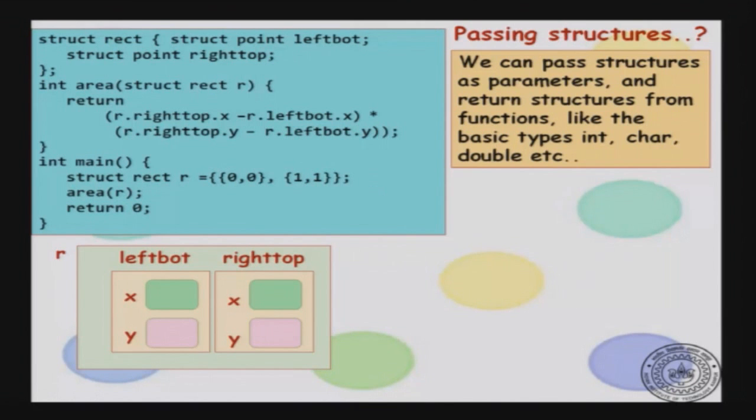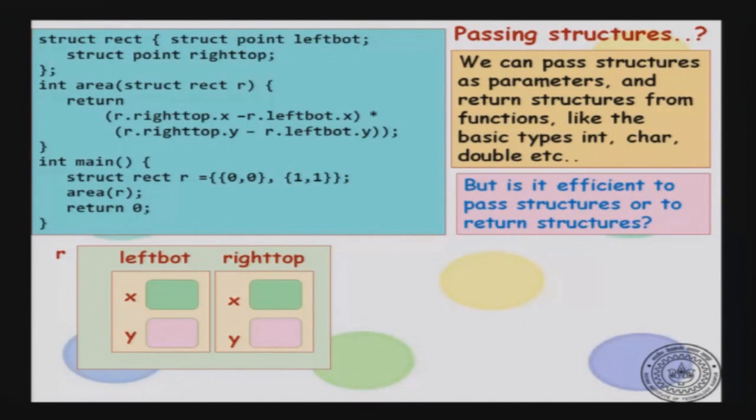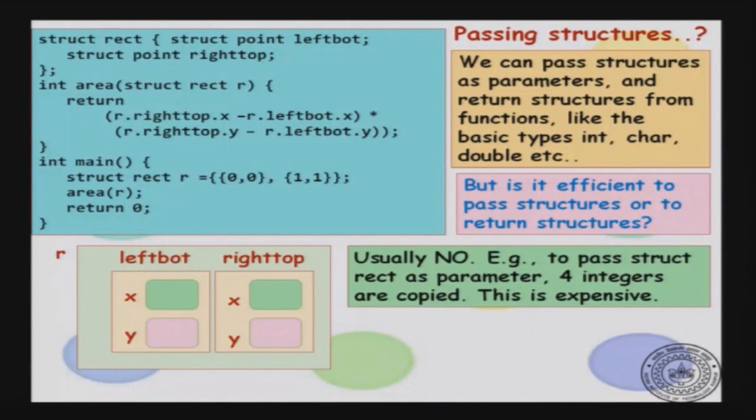We know that we can pass structures as parameters and also return structures from functions, but is it efficient to pass structures or to return structures? The answer is usually no, because copying a structure involves copying all its subfields. Generally when you call a function, the value has to be copied onto the function's local scope, and we have seen this when discussing functions. When you pass a structure, the entire structure has to be copied. Similarly, when you return a structure, the entire structure that was created inside the function has to be copied back. This is usually an expensive operation.